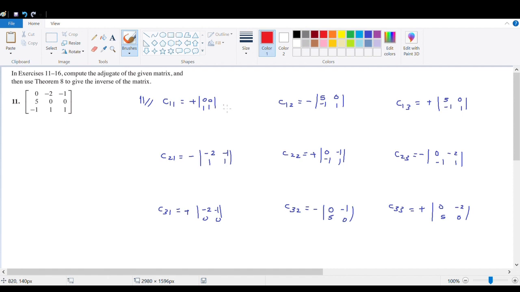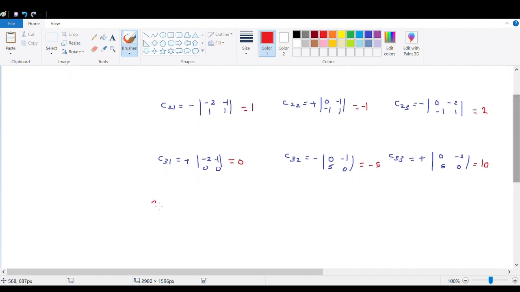Now let us evaluate the determinant of each one. This one is 0, this one is 5 minus 0, and here we have minus, so minus 5. This one is 5. For this one, minus 2 plus 1, and here we have minus, so it will be 1. For this one, 0, then here we have minus 1, and here we have plus, so it will be minus 1. For this one, it is minus 2, and here we have minus, so it will be plus 2. For this one, 0, 0, so this is 0. This one also 0, minus 5, and here we have minus, so it will be minus and minus, so here we have minus 5. Then for C33, we have this one 0, this one is minus 10, and because we have minus, it will also be plus 10.